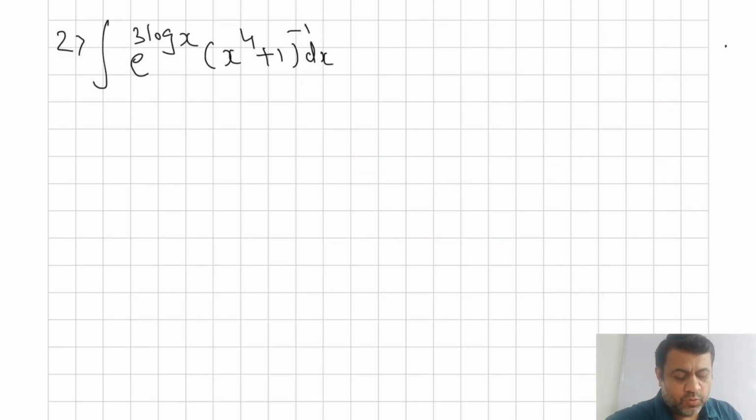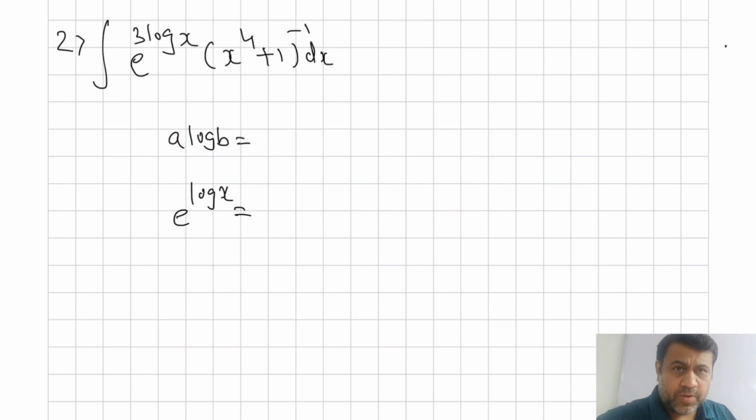So question number 2, a very easy question, but a couple of formulas from log is what you need to recall before we start. So I just write these two formulas. One is a times log b. Do you remember how this can be simplified further? And second is, do you remember what e to the power log x is equal to? These two things play a very important role in solving this question.